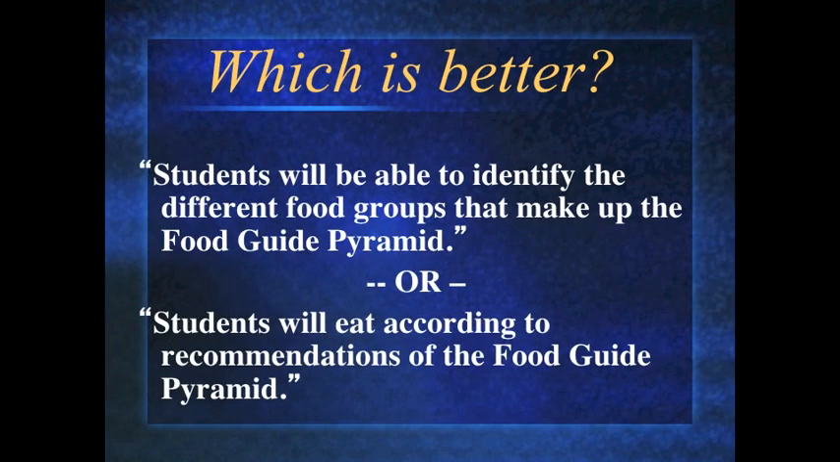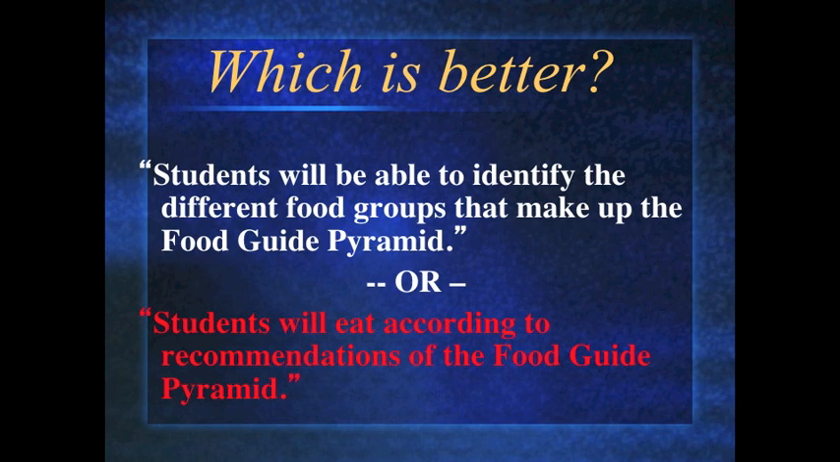Which of these two is the best example of an overall goal? Students will be able to identify the different food groups that make up the food guide pyramid. Or students will eat according to recommendations of the food guide pyramid. The best overall goal is students will eat according to recommendations of the food guide pyramid because you're stating that you want your students to do something, to engage in a behavior that will improve their health.